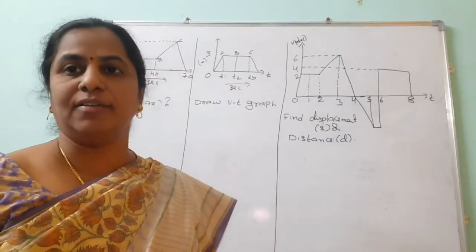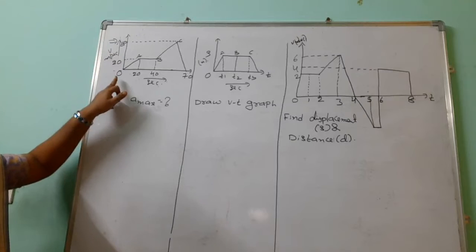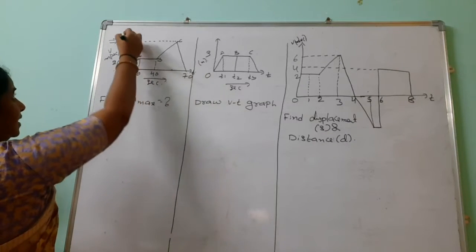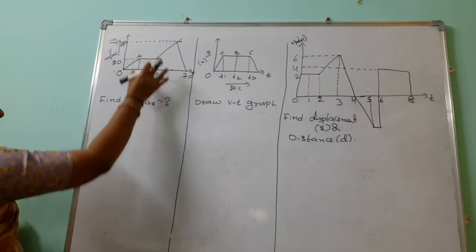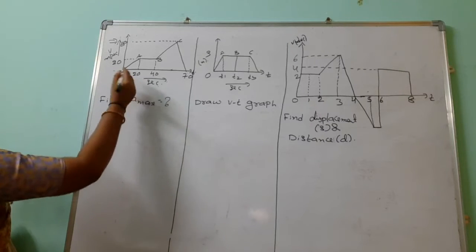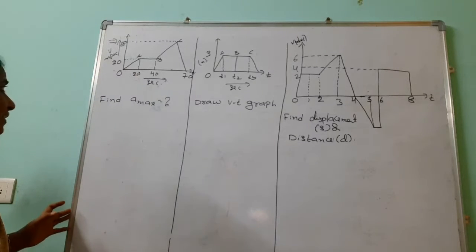Few problems on the velocity time graph. First graph, look here. They have given time on the x-axis and velocity on the y-axis. This is in seconds and this is in meters per second. From this graph, find the maximum acceleration. Look here how to find the acceleration. The slope of the graph gives the acceleration.